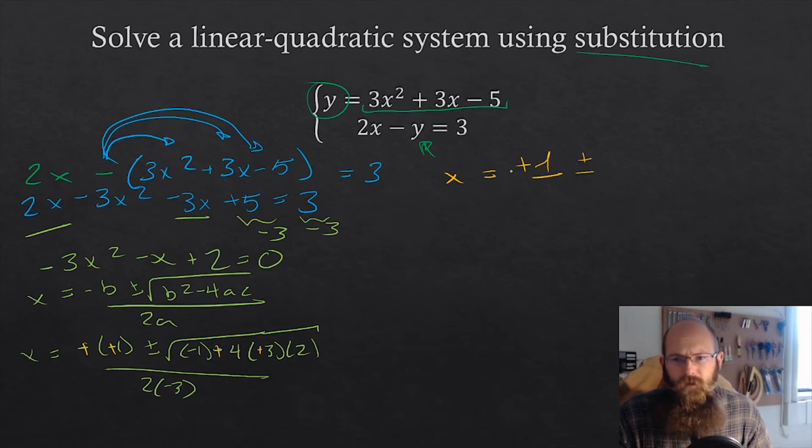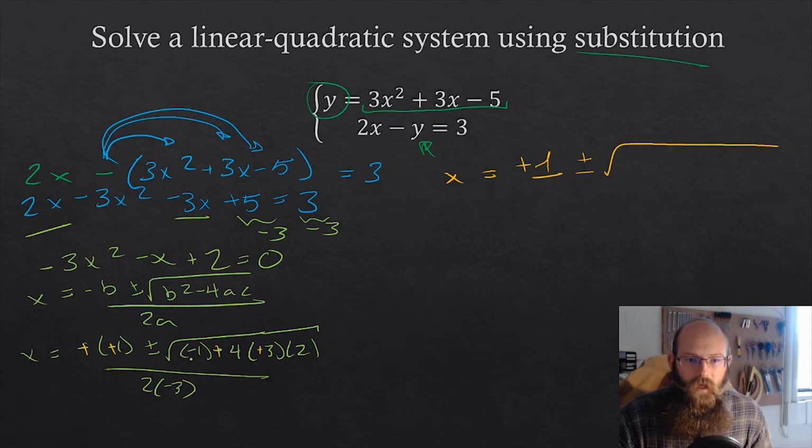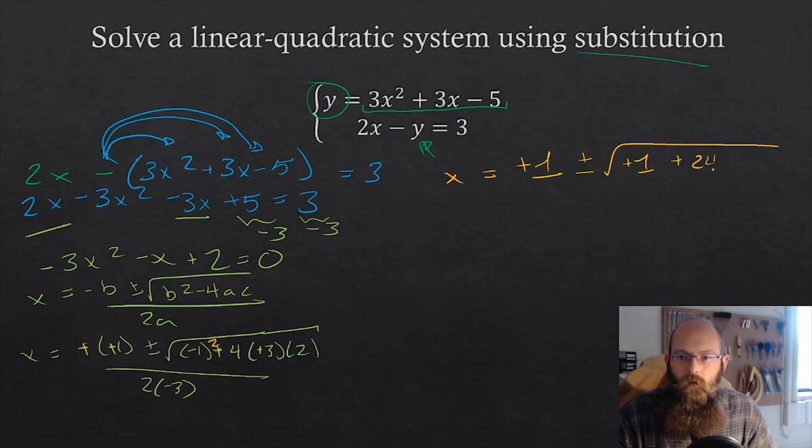And it's up to you. I mean, you don't have to write that plus there. Me personally, I like to write it because then it reminds me that I knew I changed something. I did that intentionally. It is a positive, and it could be nothing else. So then plus or minus, and then square root of a bunch of stuff here, right? Still negative 1 squared, which gets me a positive 1. And then plus 4 times 3 is 12, times 2 is 24. All over 2 times negative 3, which is negative 6.